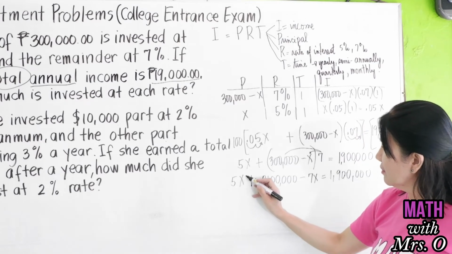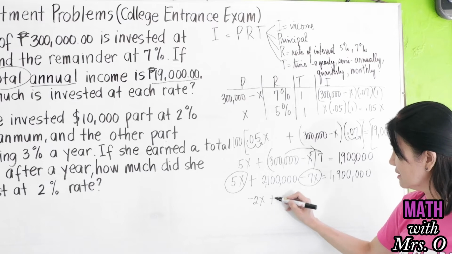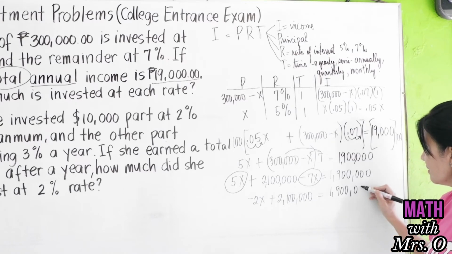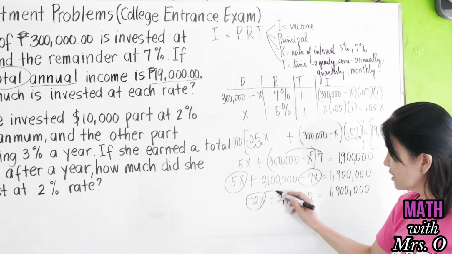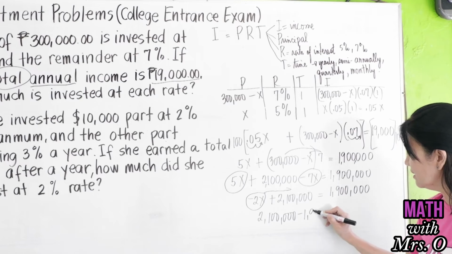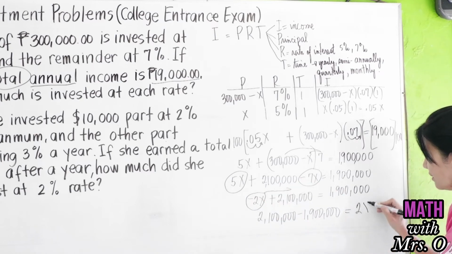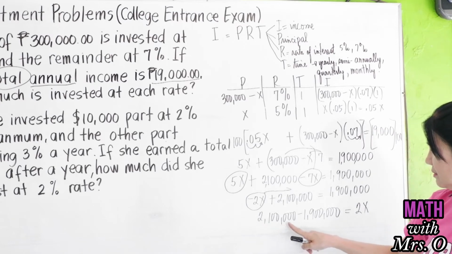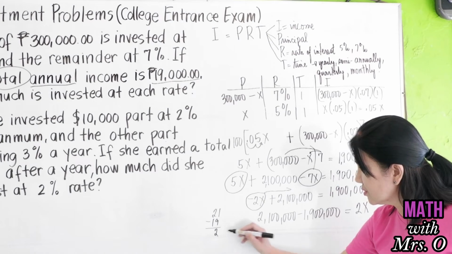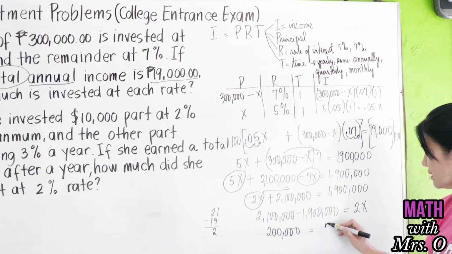Now, we can combine 5x and negative 7x. That gives us negative 2x plus 2,100,000 equals 1,900,000. You can now transpose this to the other side, so that will give you 2,100,000 minus 1,900,000 is equal to 2x. Now, what is 2,100,000 minus 1,900,000? You can do a shortcut like 21 minus 19, that will give you a 2. So this is now 200,000, then just copy the zeros, equals 2x.